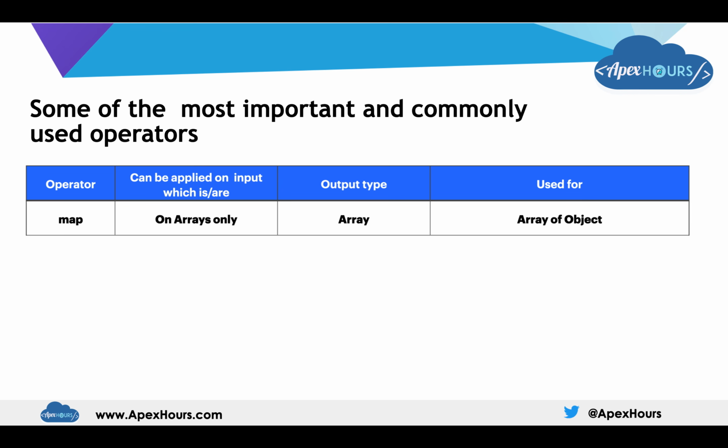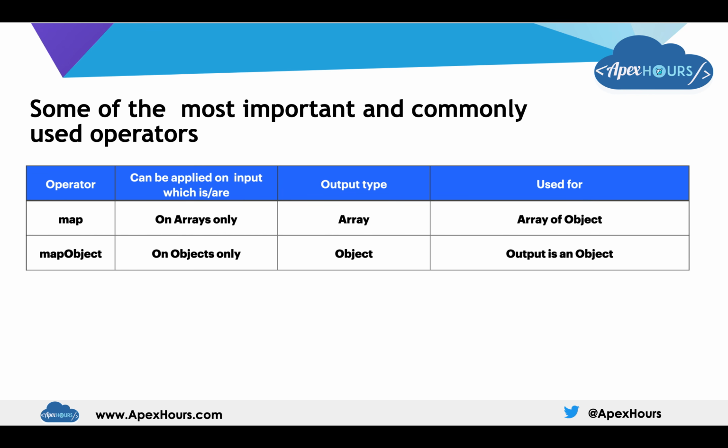We have discussed the map operator already, and as I said before, it can be applied only on arrays, and the output will also be an array. It is used for arrays of objects. And the map object operator can be applied only on objects, the output type is also an object, and it is used for objects. These two are clear.